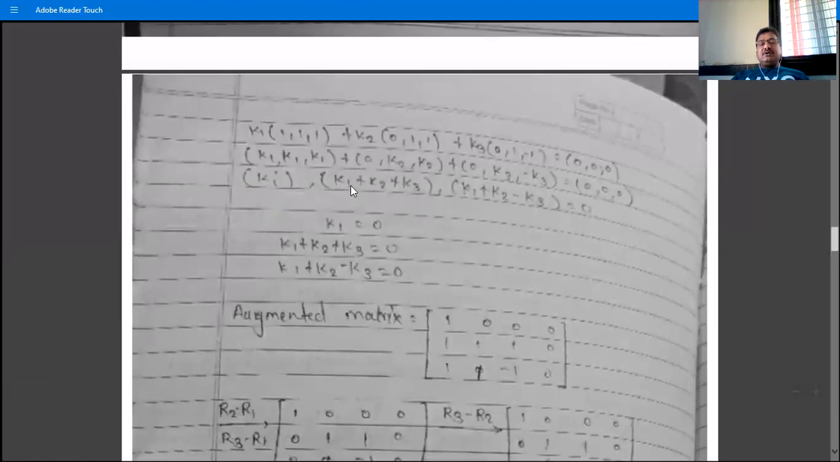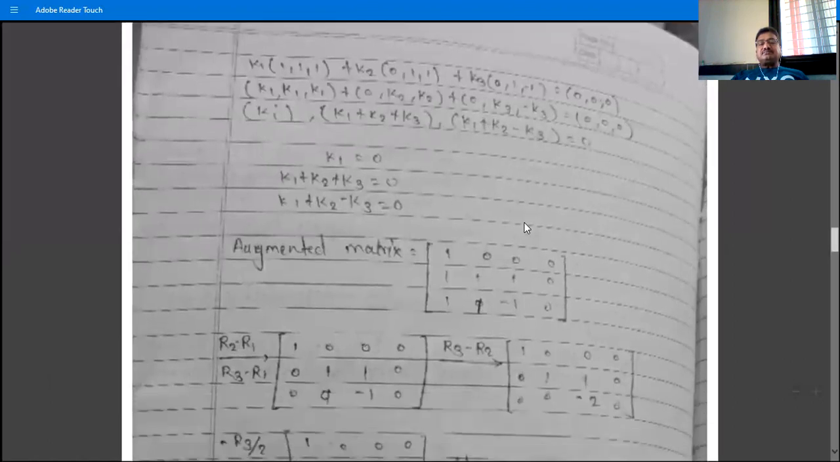Then compare. We have k1 equal to 0. The second equation is k1 plus k2 plus k3 equal to 0, and the third equation is k1 plus k2 minus k3 equal to 0. Now we have to solve this system and find the values of k1, k2, k3.